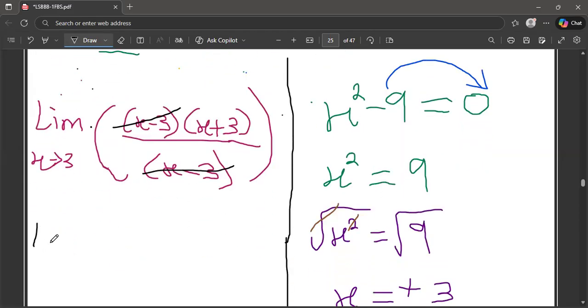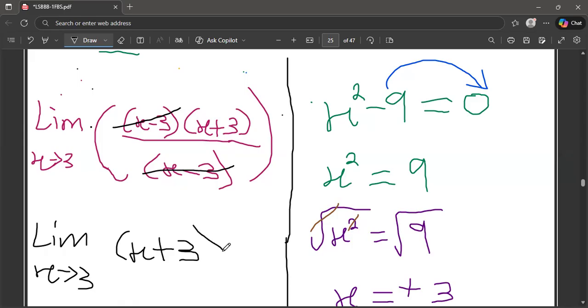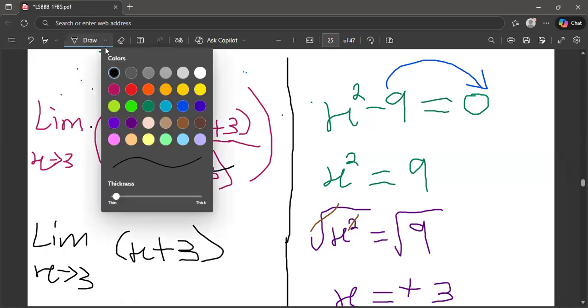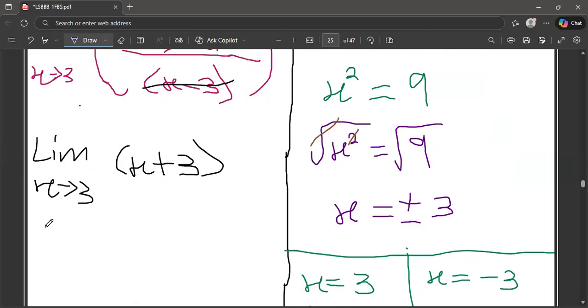At the end of the day, you see that we'll be left with the limit as x approaches 3, and our answer is going to be just x plus 3. So anywhere we see x, what do we put over there? We just put 3 over there. So our answer is going to become the limit as x approaches 3.